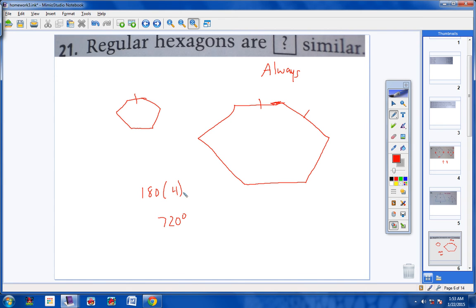And now you simply divide by 6, and you get 120 for each one of these angles, which of course would be the same over here, 120 for each angle. So the sides have to be proportional. They have to be, because look, pretend this was a 3, this was a 7. Well, if this is a 3 here, then this has to be a 3 here, that's a 7. Then this has to be 7 right here, because it's a regular hexagon. So 3 over 7 equals 3 over 7. And you can go around the whole figure, but it's going to be 3 over 7, 3 over 7, 3 over 7. So yes, they are always similar.